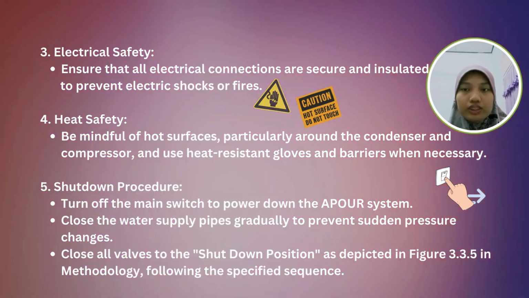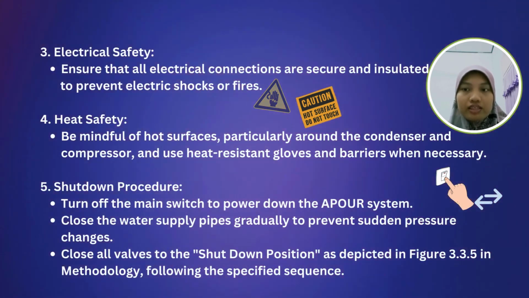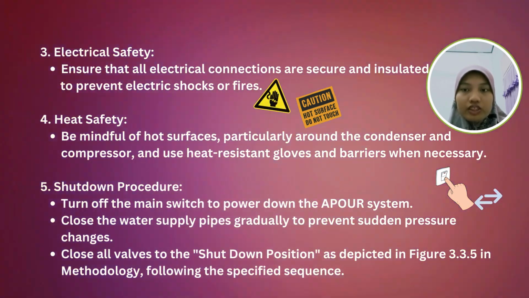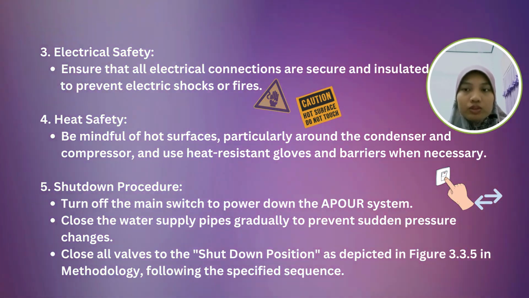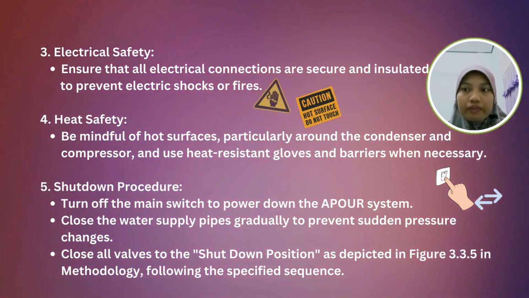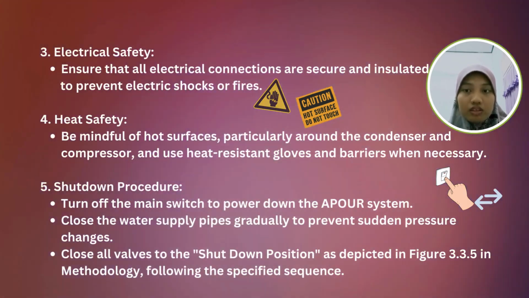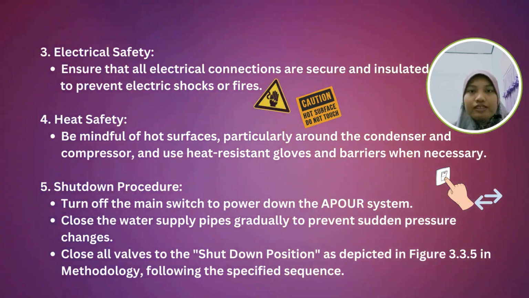3. Electrical safety. Ensure that all the electrical connections are secure and insulated to prevent electric shocks or fires. 4. Heat safety. Be mindful of hot surfaces, particularly around the condenser and compressor, and use heat-resistant gloves and barriers when necessary. And lastly, 5. Shutdown procedure. Turn off the main switch to power down the vapour system. Close the water supply pipes gradually to prevent sudden pressure changes, and close all valves to the shutdown position as depicted in figure T.3.5 in the methodology, following the specified sequence.